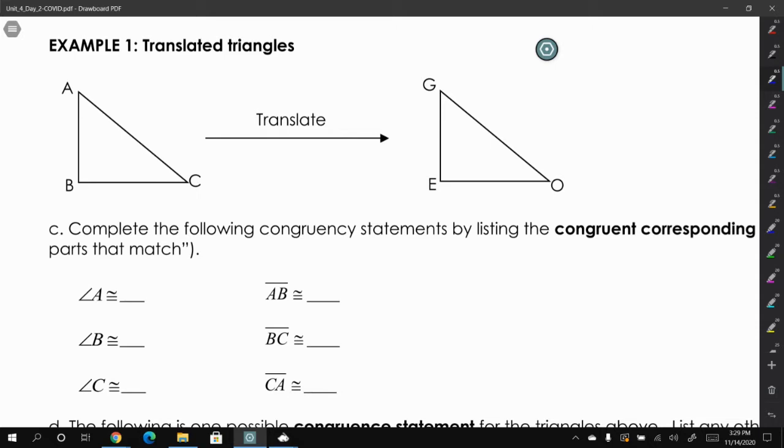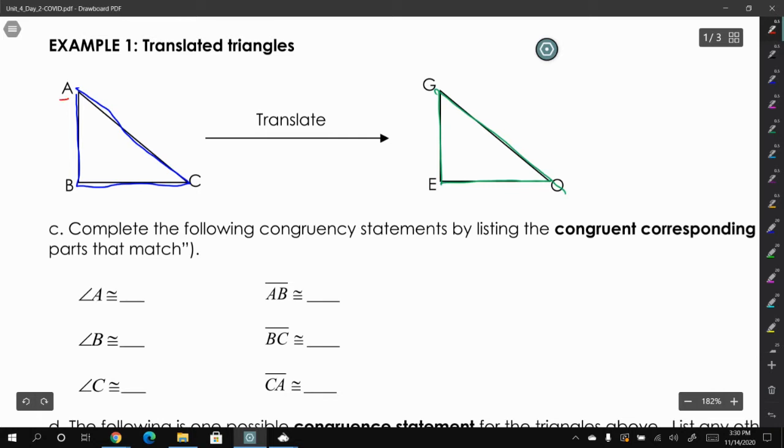So what we're going to do is use this translation to map the corresponding parts to each other. Basically it means the parts that match up. So if I slid triangle ABC, did a translation to triangle GEO, we're going to identify the corresponding parts, or the parts that are matching up.